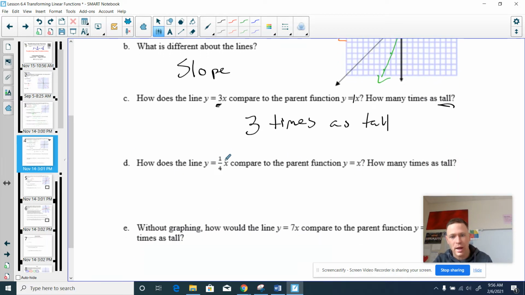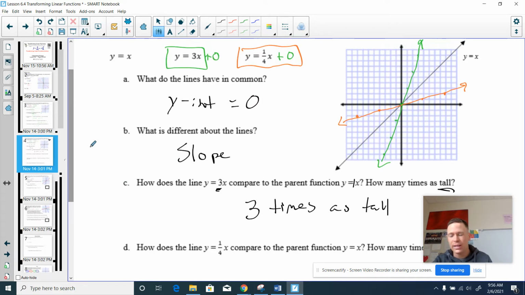So how does the line y equals 1/4 x compare to the parent function y equals x? How many times tall is it? Now this is going to be a somewhat counterintuitive way to describe this, okay? But as we notice, the orange line here is not as tall as the parent function, right? It is less tall. And so we're not going to say that it's shorter. We're still going to say it's as tall. And so what we're going to say is that it is 1/4 as tall.